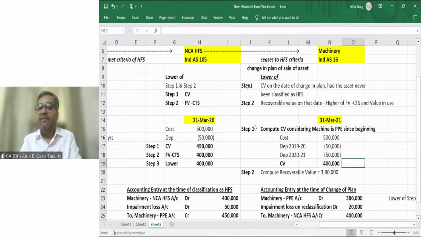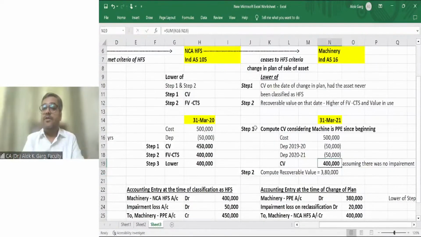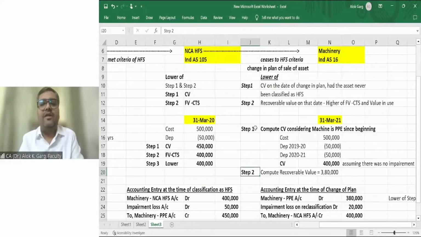So this 4 lakh we have computed, assuming there was no impairment loss during its PPE stint, during its journey as a PP, right? So the carrying value comes out at 4 lakh, simple. Computing recoverable value is step number 2. Recoverable value is 3,80,000. I have given this recoverable value in the question. Now, what is the accounting entry?